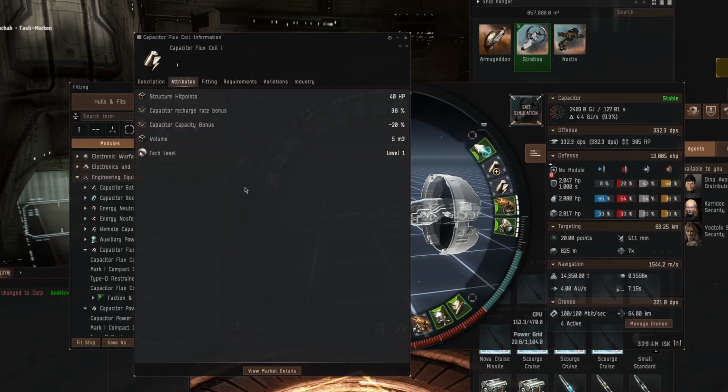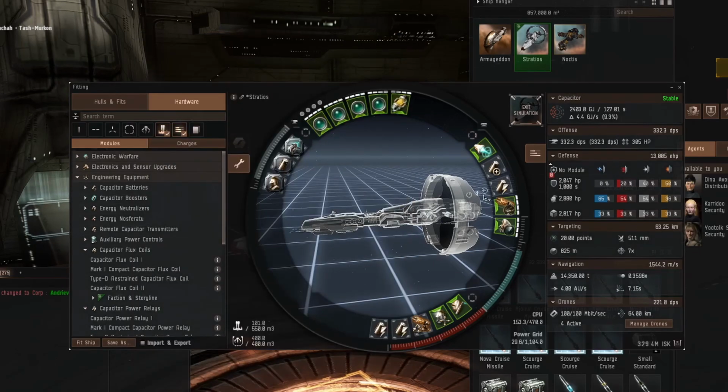Now, flux coils don't nerf shields at all. They do speed up the capacitor recharge rate, but they also reduce the total cap pool. So these just give you less cap but regenerate it faster.